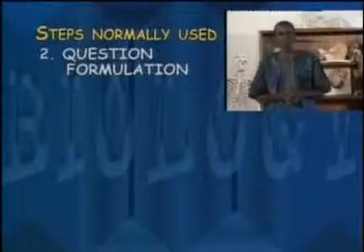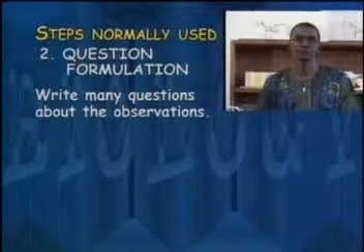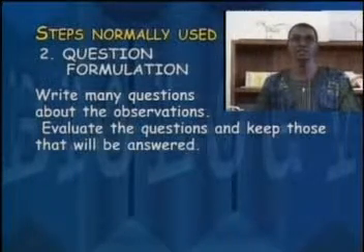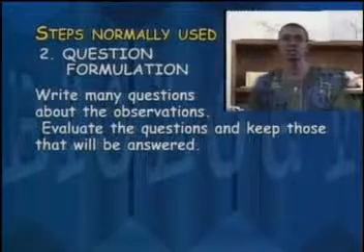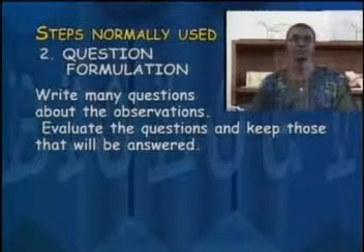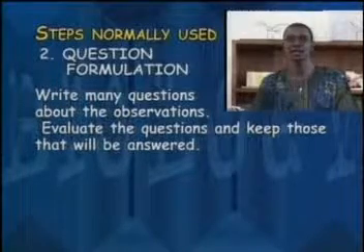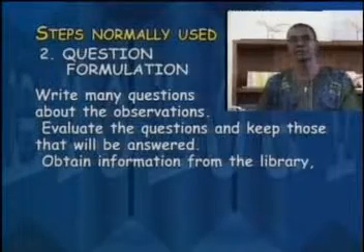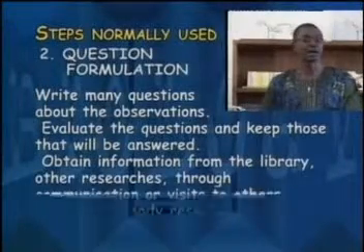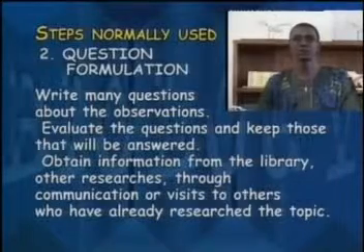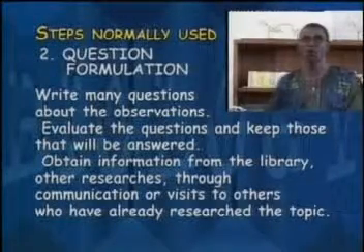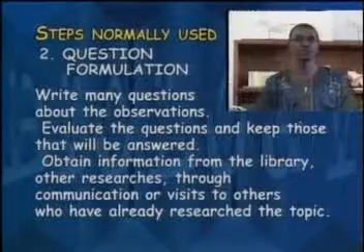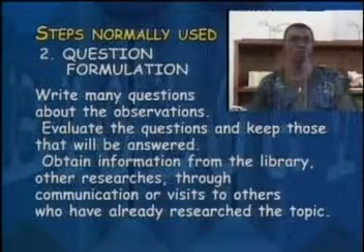Two, we have question formulation. A person writes many questions about the observations. He evaluates the questions and keeps those that can be answered, to find out whether your answer is a good one. Obtain information from the library and other researchers through communications or visitations, especially those who have already explored the topics.